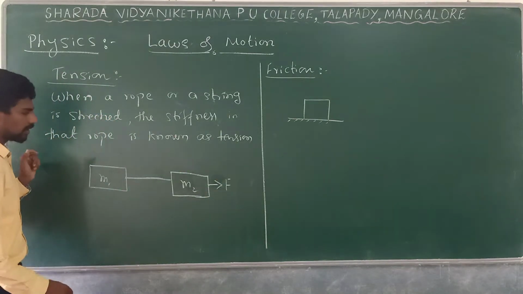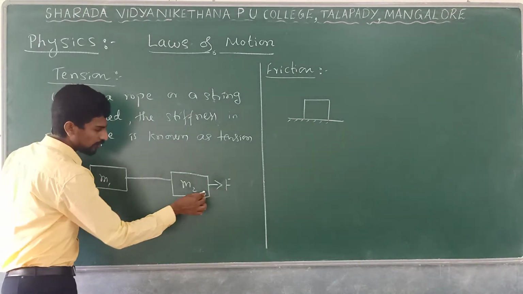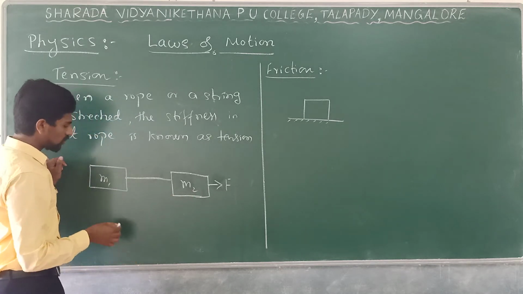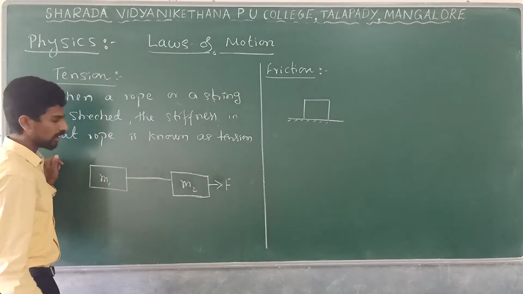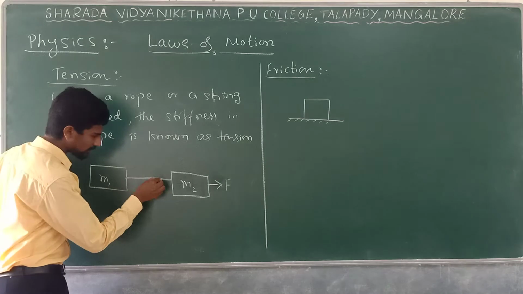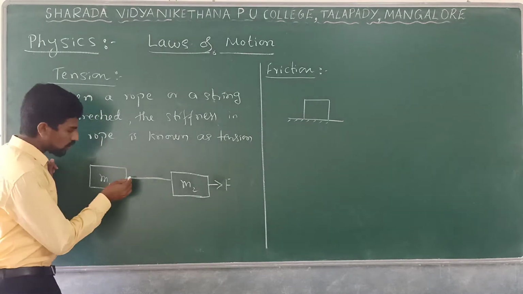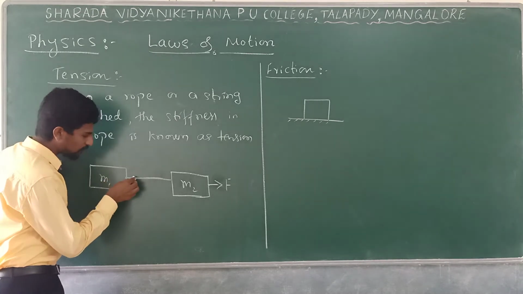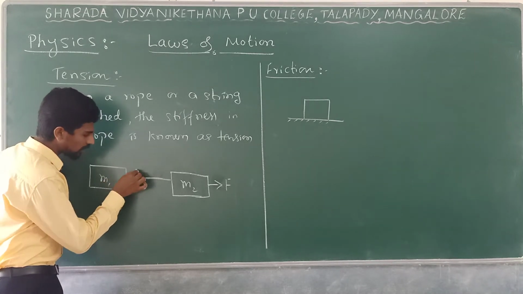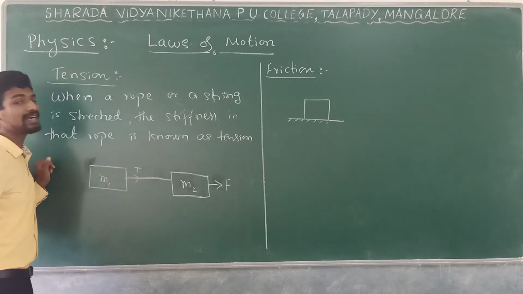But here I am applying force only for M2. So how is M1 also moving? M1 is moving because of this string. String is tied to M2. So here in this string some force will be there. That force is called tension, represented by T.